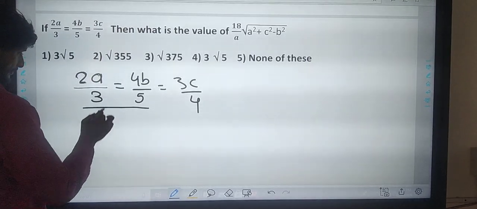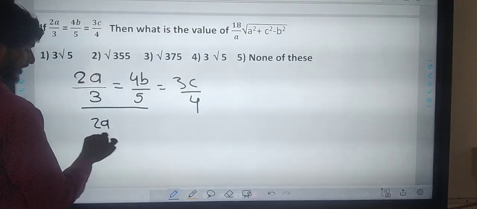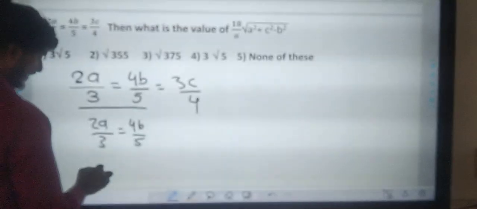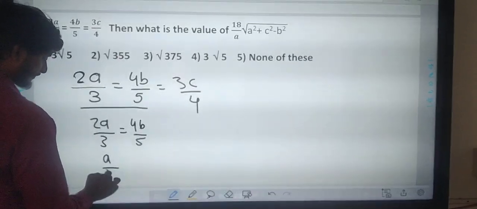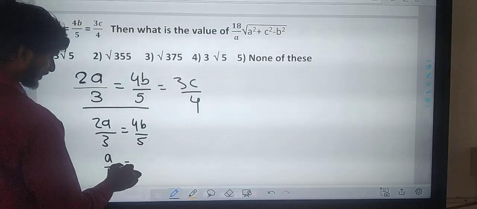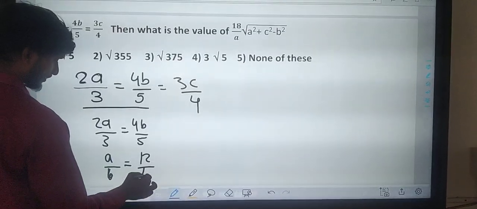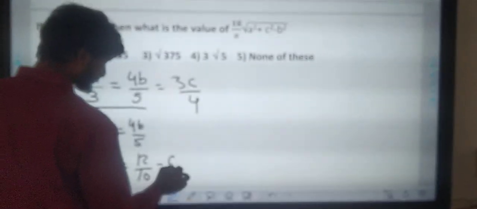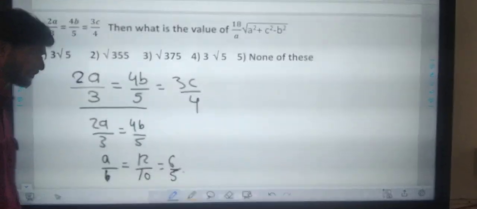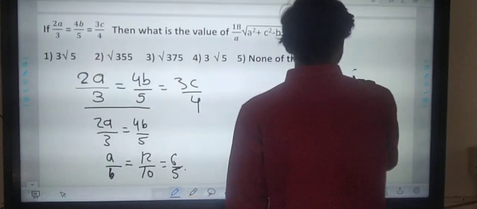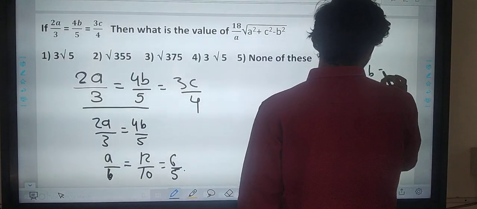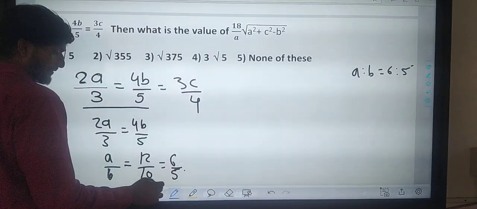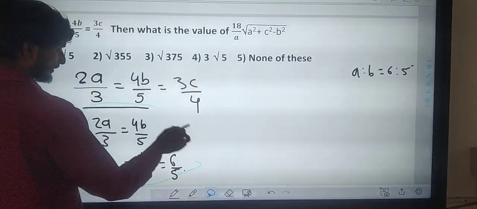Now here we write 2a upon 3 is equal to 4b upon 5. Then a upon b is equal to 12 upon 10, that is 6 by 5. Then a to b is 6 to 5. Then we find b to c.